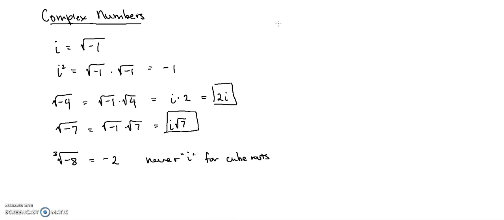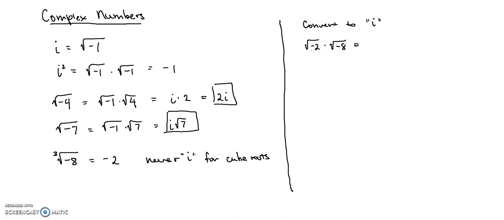All right, now we looked at multiplication and division before for real numbers. For imaginary numbers, you've got to convert to i first before you can do multiplication and division. So let's say we've got the square root of -2 times the square root of -8. We need to convert these first. If you pull the negative outside, it becomes an i. So you can just make this i square root of 2, or you can go ahead and write it all out: square root of -1 times square root of 2, square root of -1 times square root of 8.